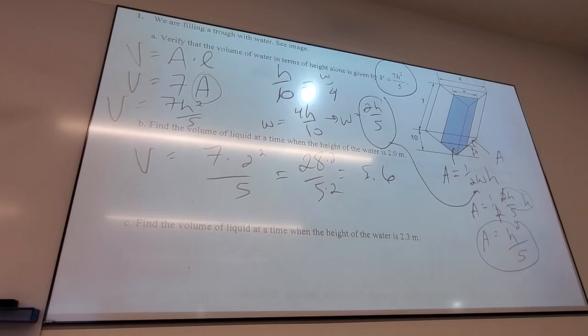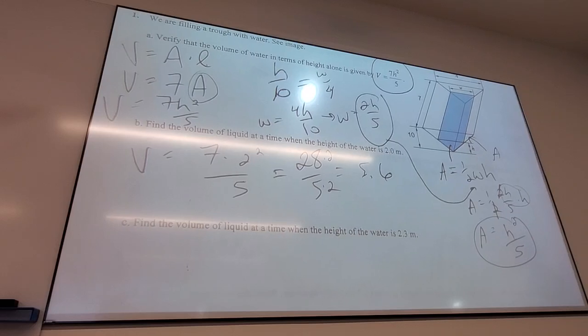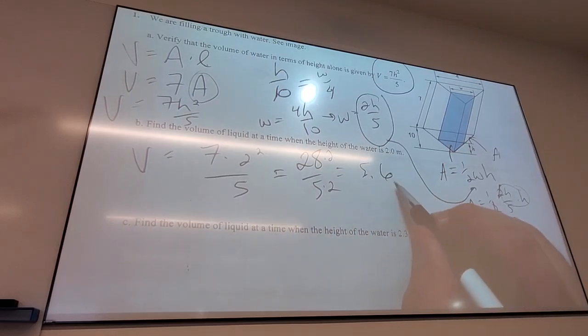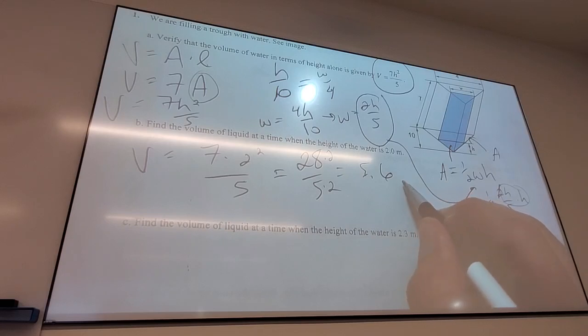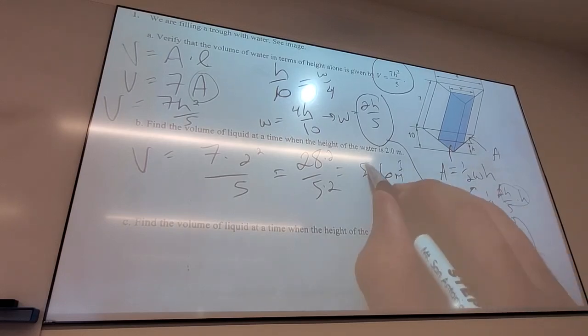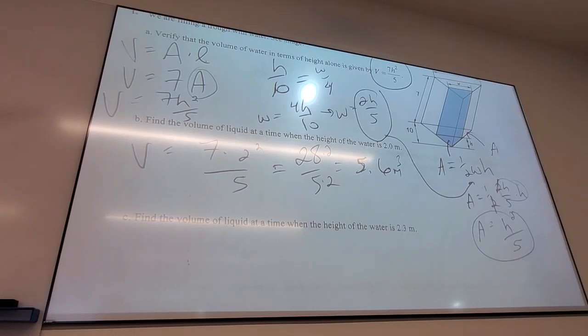Or you go, Joe, I have a calculator? Okay, whatever. I'm not saying that's how you sound, but maybe it is how you sound. I don't know you. And what's the units on this? Cubic meters. I like it.